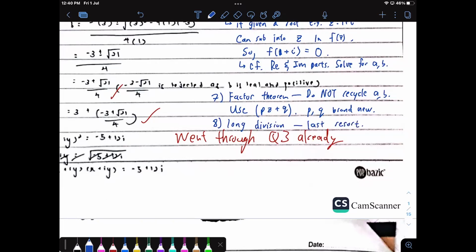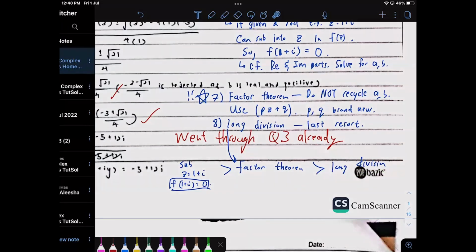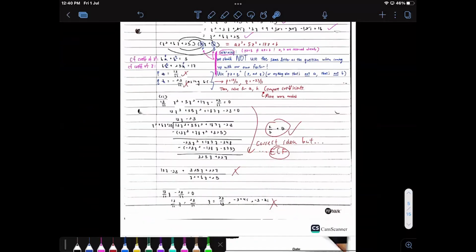For complex numbers, usually we use factor theorem first. Factor theorem is better than long division. And sub z equals 1 plus i into this one, so that you get f of 1 plus i equals 0. I think that's a faster way to solve questions. Substitute is better than factor theorem, which is better than long division. Other mistakes, let's just continue looking at all your mistakes.